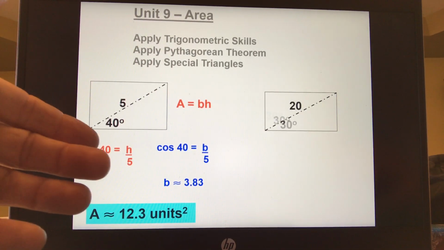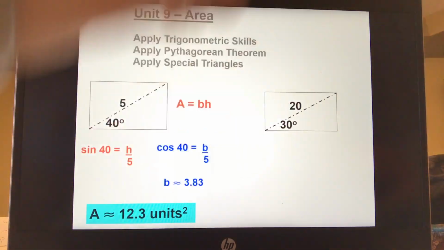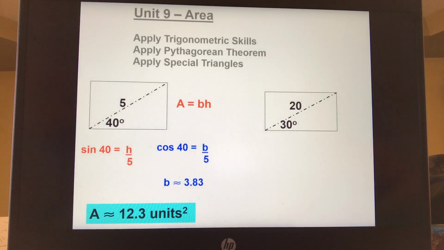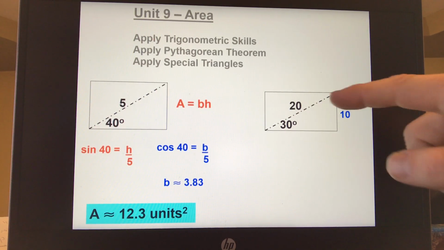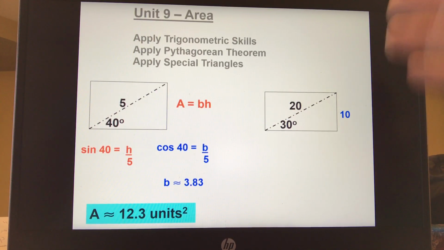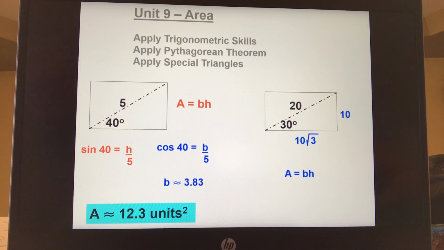Similar type of example, maybe instead of that being 40 degrees, maybe that's a 30-degree angle, which immediately gives you a chance to use special triangles, 30-60-90s, your 1 to rad 3 to 2 ratio. So if this hypotenuse is 20, this little short leg would be 10. And of course the base would be the rad 3 side because it's across from the 60. And now you can do 10 rad 3 times 10, which would give you 100 rad 3 to find the entire area on there.